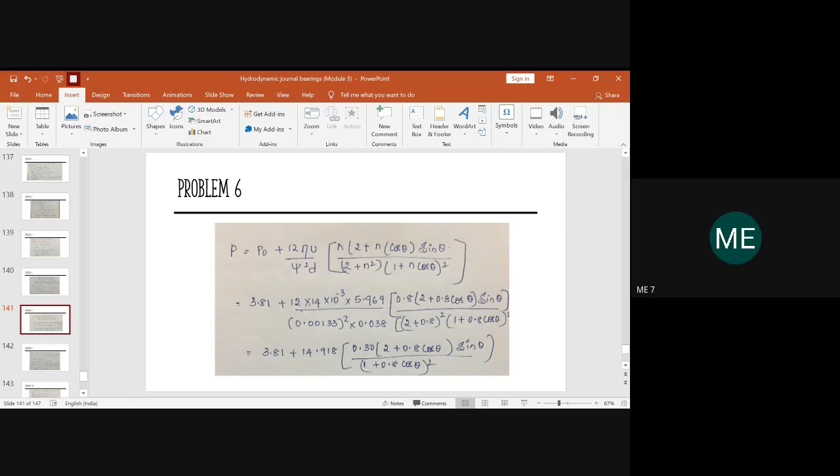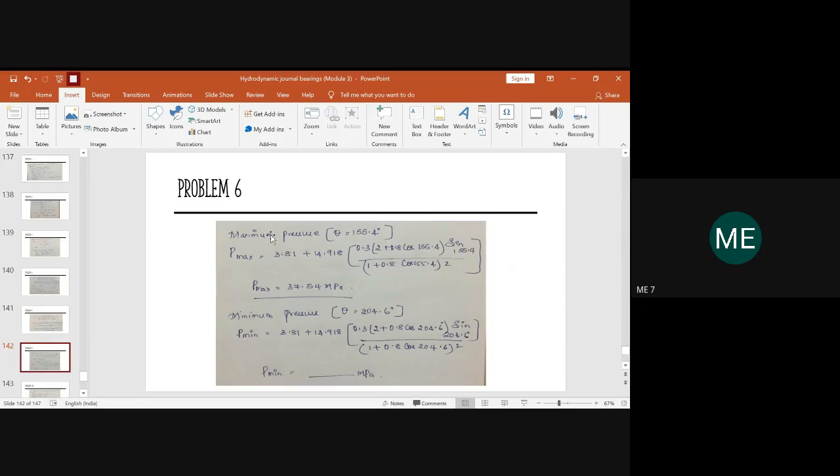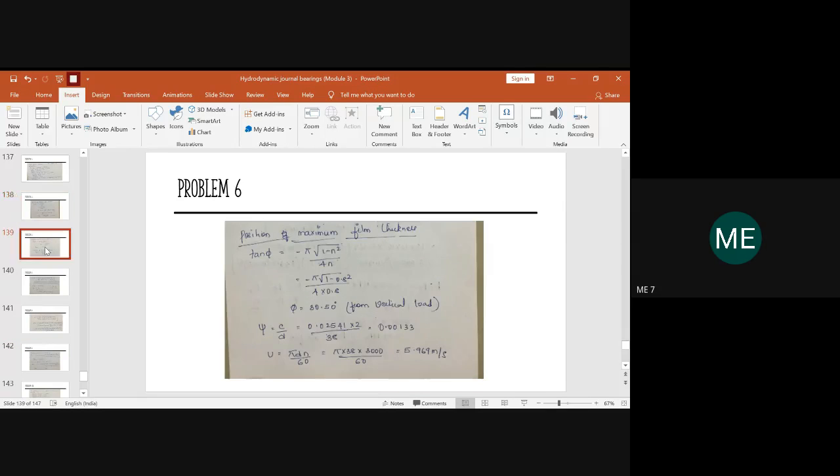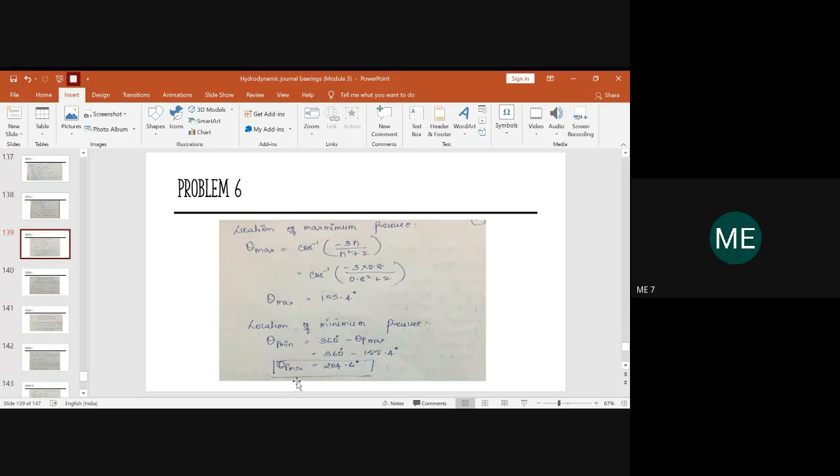Yes, ma'am. So once this is done, now we need to check the maximum pressure and minimum pressure. Previously, we have calculated theta maximum and theta minimum, so you'll be using these two values. Our calculated theta maximum was 155.4 and theta minimum was 204.6 degree. First you substitute the value of theta for the maximum pressure, so 155.4 degree. At this angle it is proved that the pressure will be maximum.